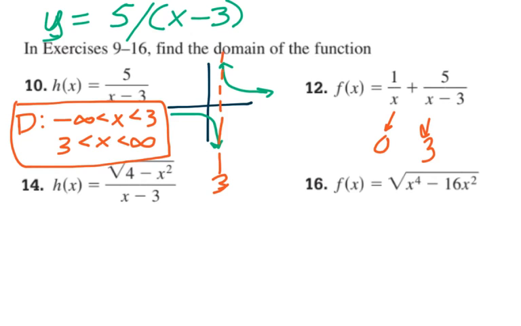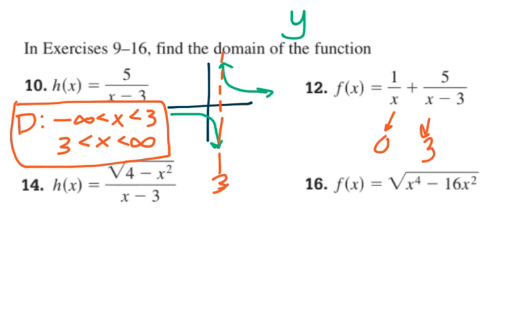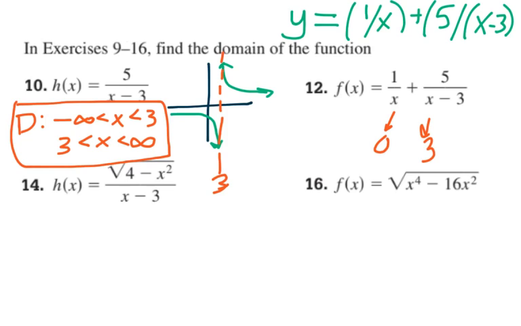So the interesting part with your calculator, of course, is that you do not have a lot of options when it comes to what to type in to make it a fraction. So what I've typed into my calculator for number 12 is y equals, and then in parentheses, because I want to make sure it's all by itself, 1 division sign x, and then plus parenthesis 5, and then division sign parenthesis x minus 3. And you gotta finish that one, there we go.